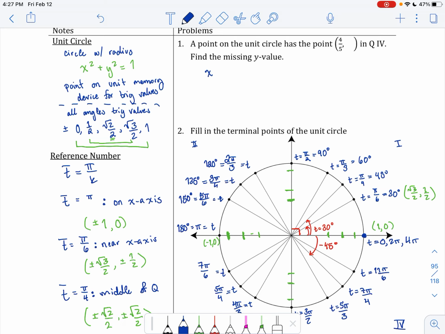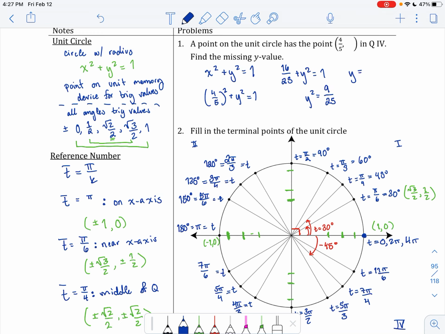So we could just use our equation here. x squared plus y squared is equal to 1. I'm going to plug in 4/5. So 4 over 5 for x, squared, plus y squared is equal to 1. Since 16 over 25 is what we get from squaring, plus y squared is equal to 1. Subtract from both sides. We end up with y squared is equal to 9/25.